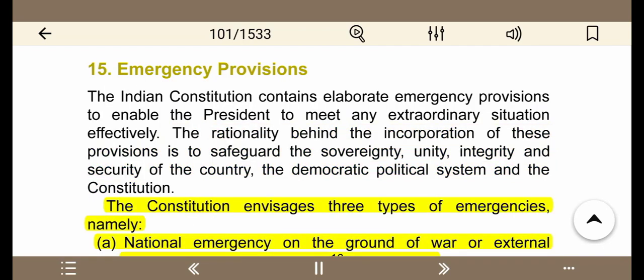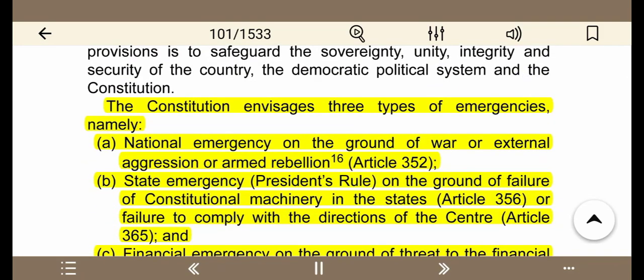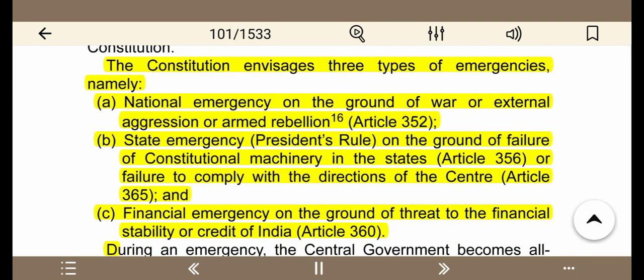The Constitution envisages three types of emergencies, namely: a) a national emergency on the ground of war or external aggression or armed rebellion, Article 352; b) a state emergency, President's rule, on the ground of failure of constitutional machinery in the states, Article 356, or failure to comply with the directions of the Centre, Article 365; and c) a financial emergency on the ground of threat to the financial stability or credit of India, Article 360.